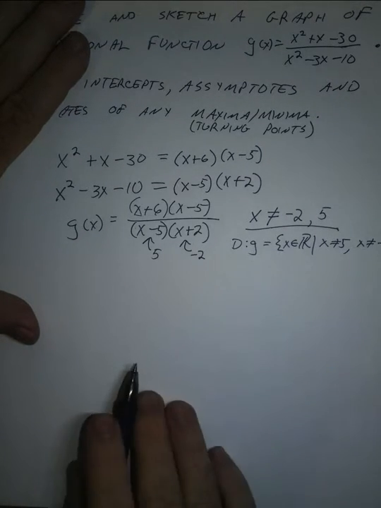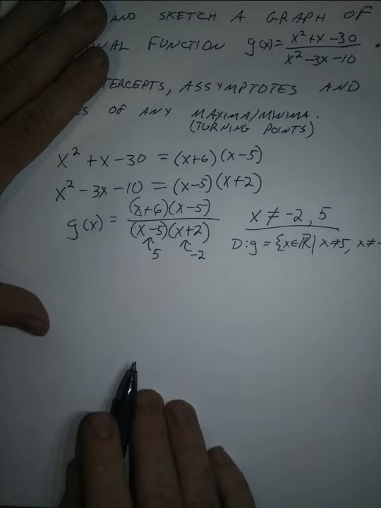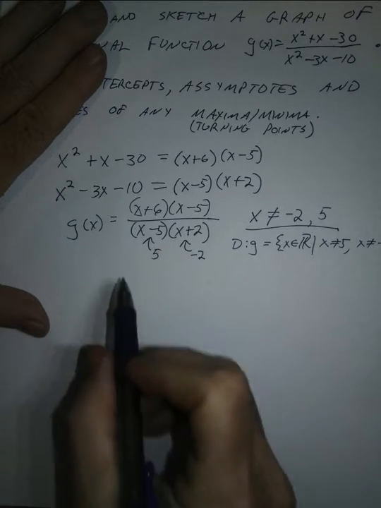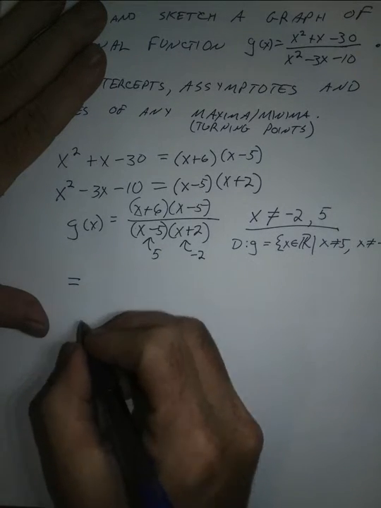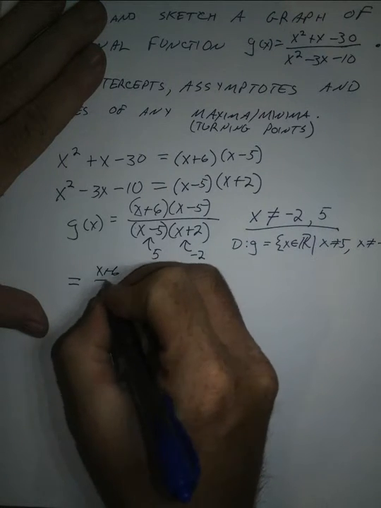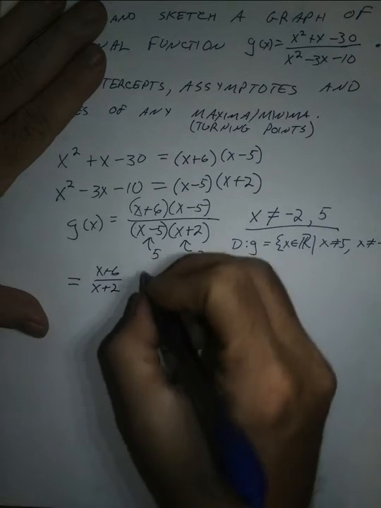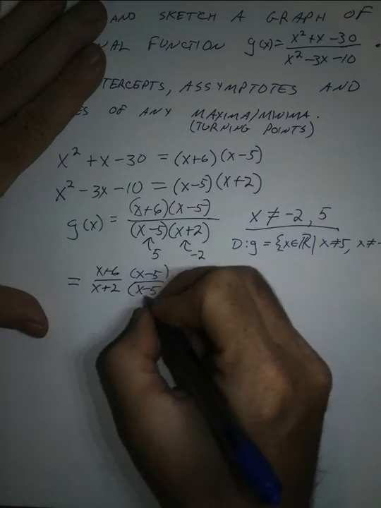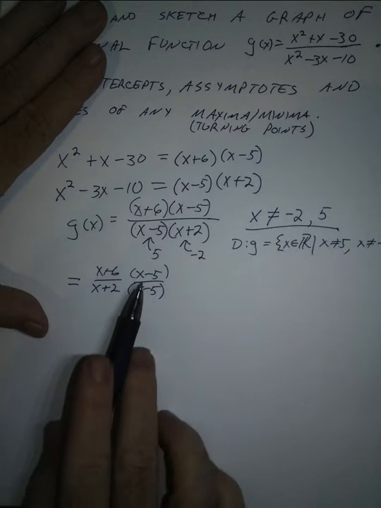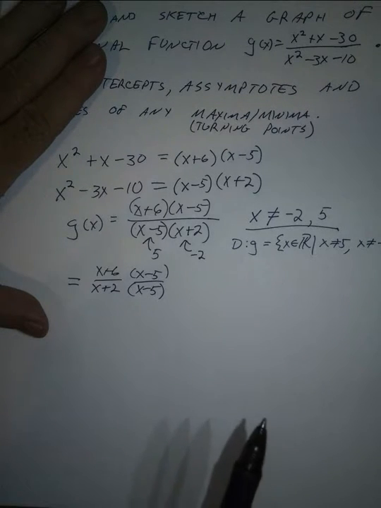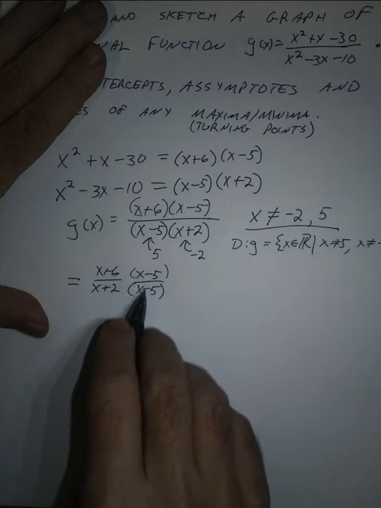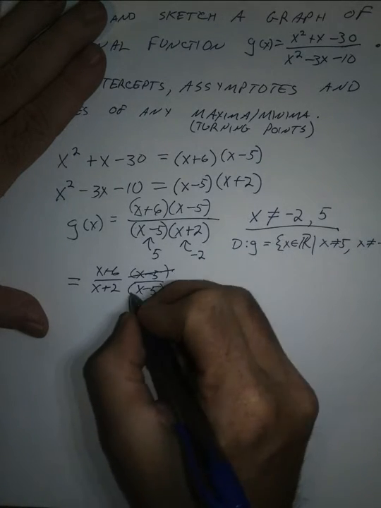Now, once we've listed our domain restrictions, we can simplify further. Now I can cancel common factors. If you notice what this really is, I'm going to rewrite this a little bit. I can rewrite this as x plus 6 over x plus 2, and then x minus 5 over x minus 5. This thing right here is just a really fancy way to write 1. Not quite. It's not defined when x equals 5, but otherwise, this is always equal to 1, so you can cancel common factors.